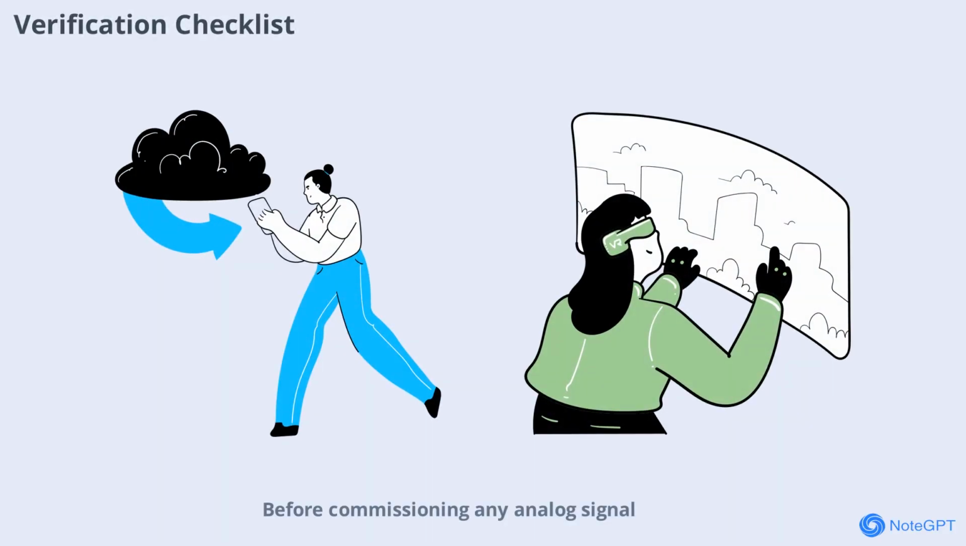Before commissioning any analog signal, it's essential to follow a thorough verification checklist. This ensures that both the math and the physical wiring are correct, preventing costly mistakes and downtime. The checklist covers everything from transmitter nameplates to alarm testing.